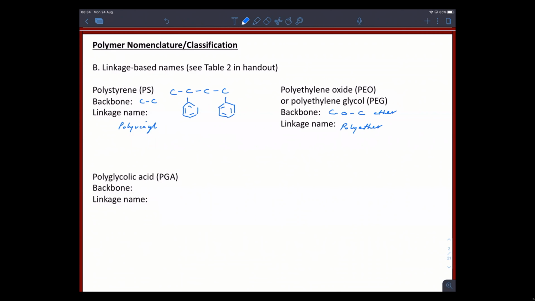And then the glycolic acid. I'm not going to draw it all the way out, but the linkage would be this linkage here. That linkage there is an ester, so it would be called a polyester. And these are like giant classifications, right? Under that, there would be sub-classifications of these polymers, but everyone's heard of polyesters, maybe not so much polyethers, maybe polyamides. So they're kind of big families of polymers.